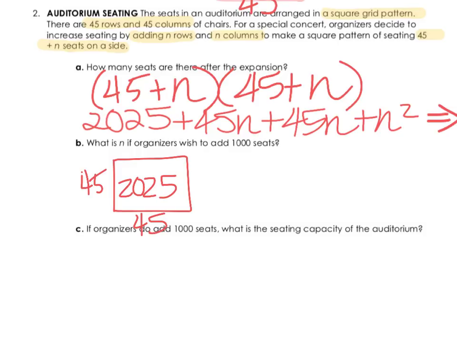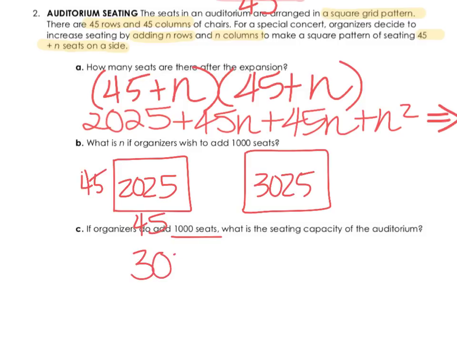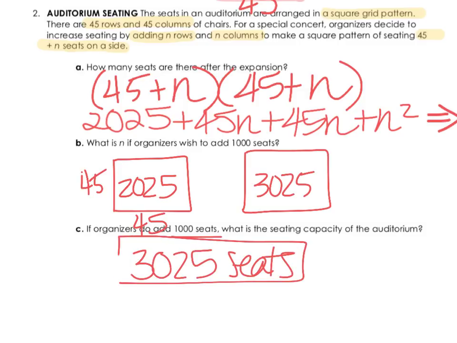So if the organizers want to add 1,000 more seats, our capacity is going to be 3,025, correct? And that actually answers part C as well. All right, so it would be 3,025 seats if they wanted to add 1,000 seats. So what we want to know is, what is this number going to be? How many rows and how many columns is that going to be? And we can actually solve this by completing the square.